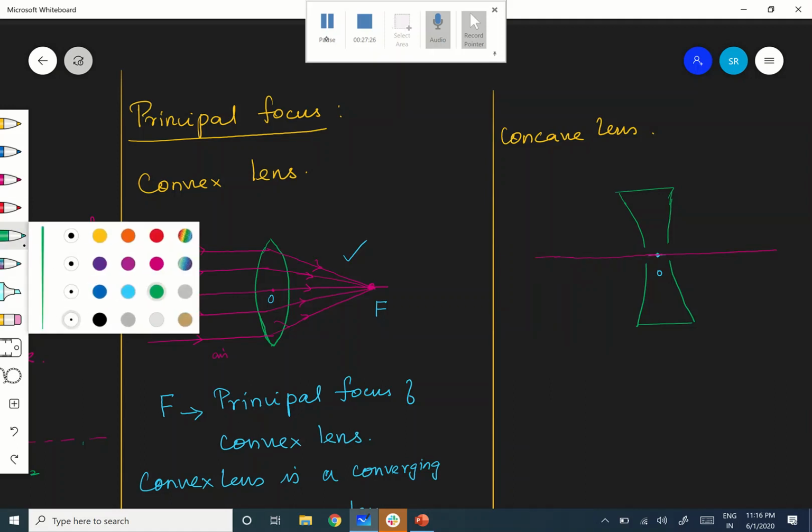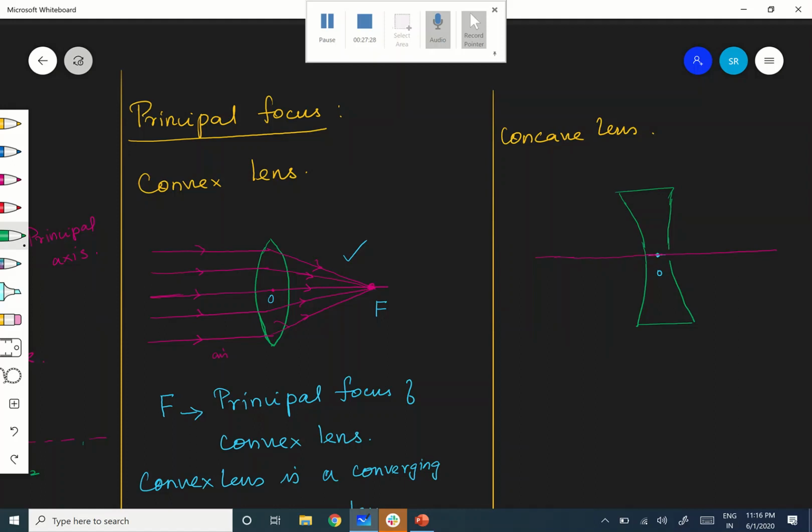Now what is principal focus? Define principal focus of a concave lens. Okay, very simple. In the case of a convex lens, after refraction the rays are converging. Like your concave mirror, after reflection the rays will converge. So both convex lens and concave mirror are converging in nature. Now we are going to see the concave lens, how it behaves.